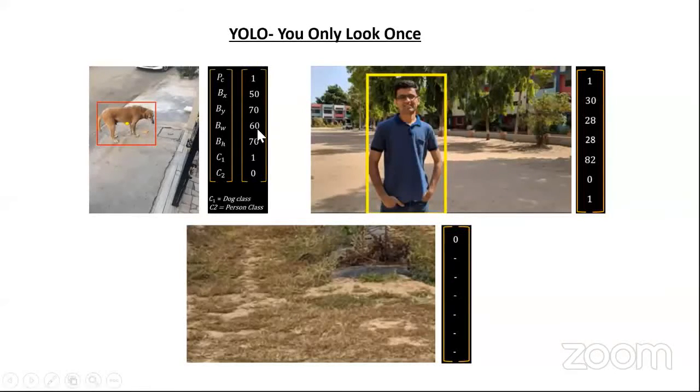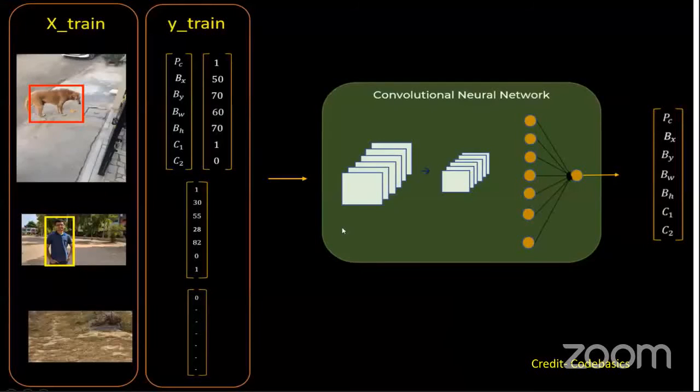So this is how you generate your vectors and train your YOLO algorithm. Next time, whenever you feed an image into it, it will tell you whether there is an object inside that image, what the coordinates of that object are, and which class it is. Is it a human or is it a dog? And if PC is 0, you can interpret that there is nothing in the image. I hope you guys got this. It is very simple.